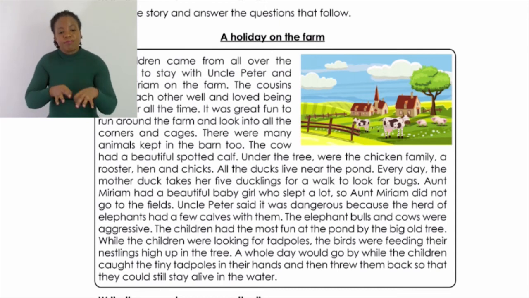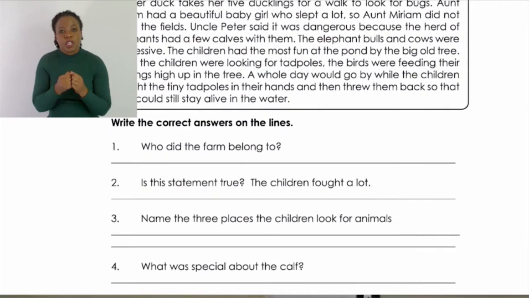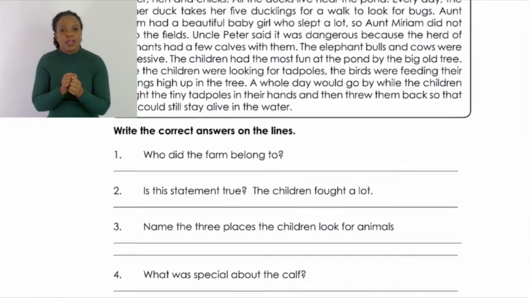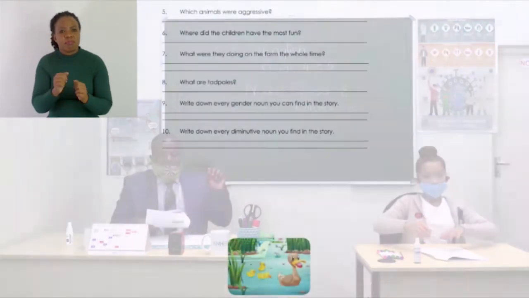Then I will jump to the questions that are given about the comprehension. This will make it easier for you to understand the comprehension. I will read the questions. Number 1 is saying, who did the farm belong to? Is this statement true? The children fought a lot. Number 3, name the 3 places the children look for animals. What was special about the calf? Which animals were aggressive?